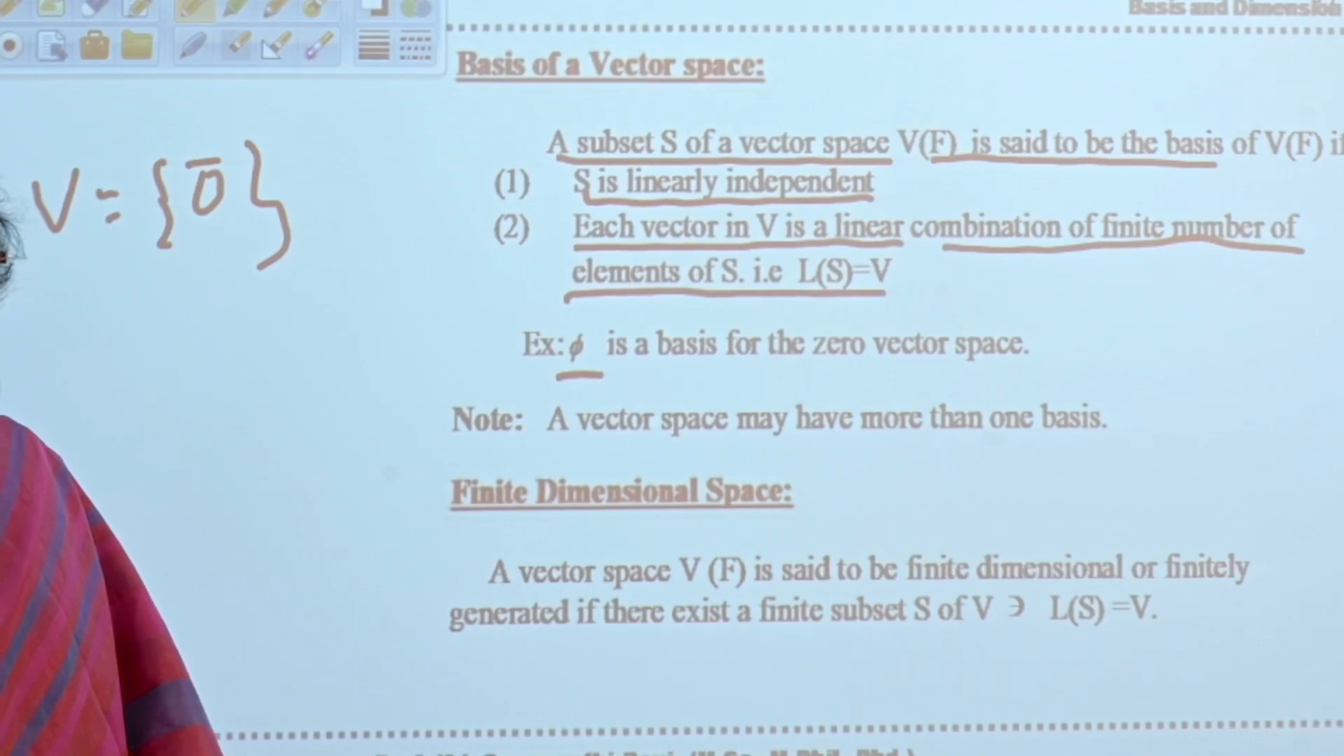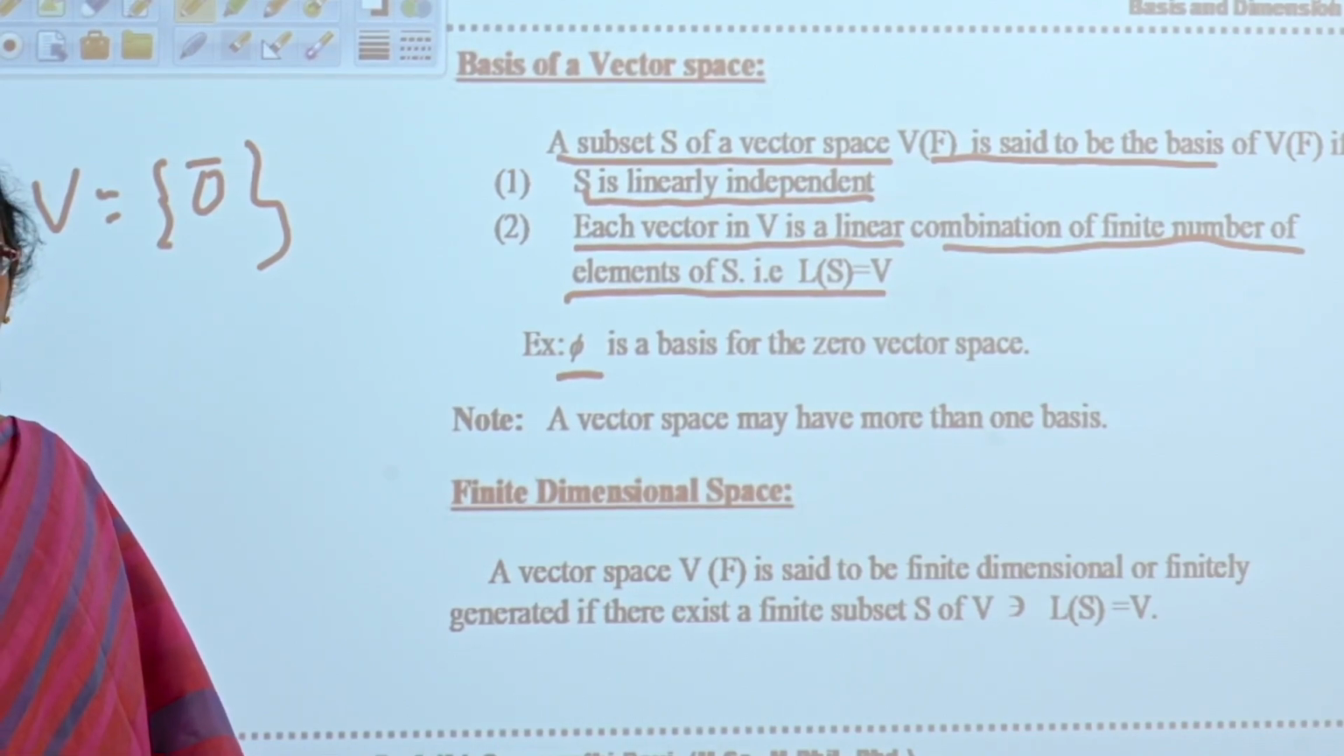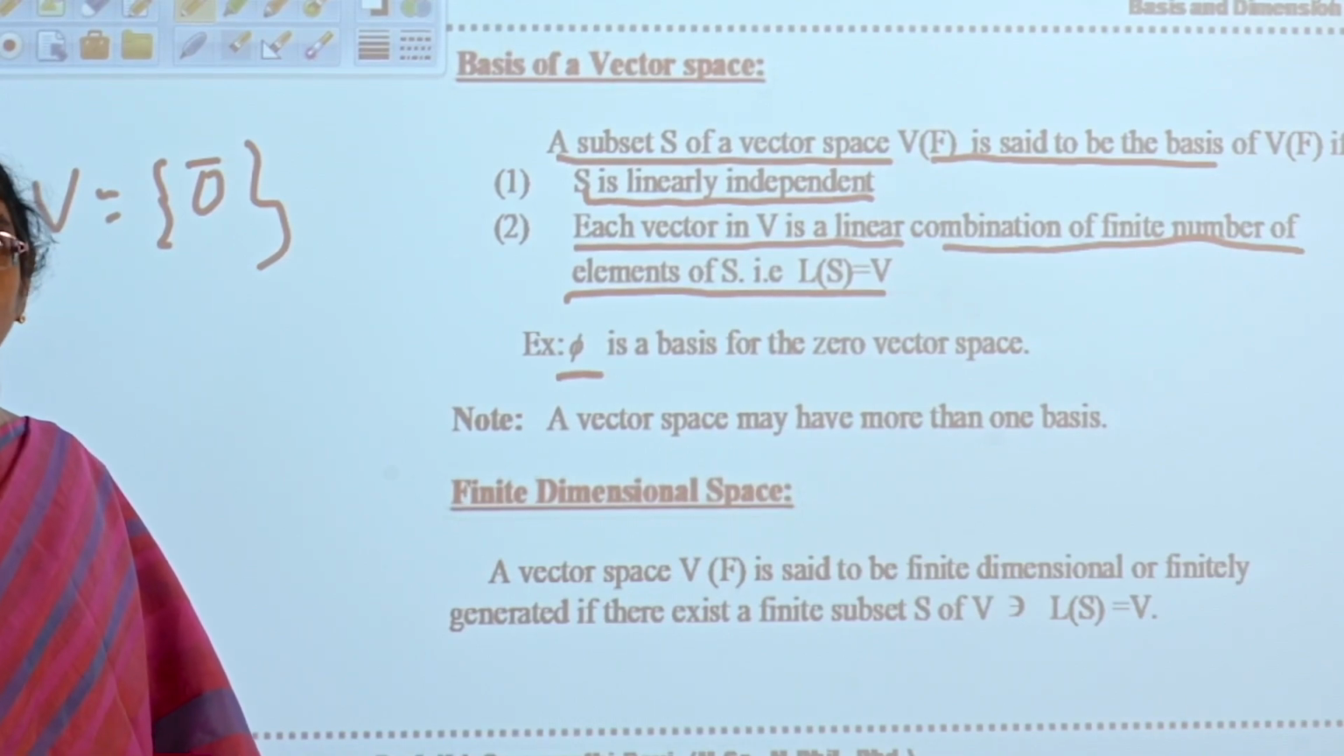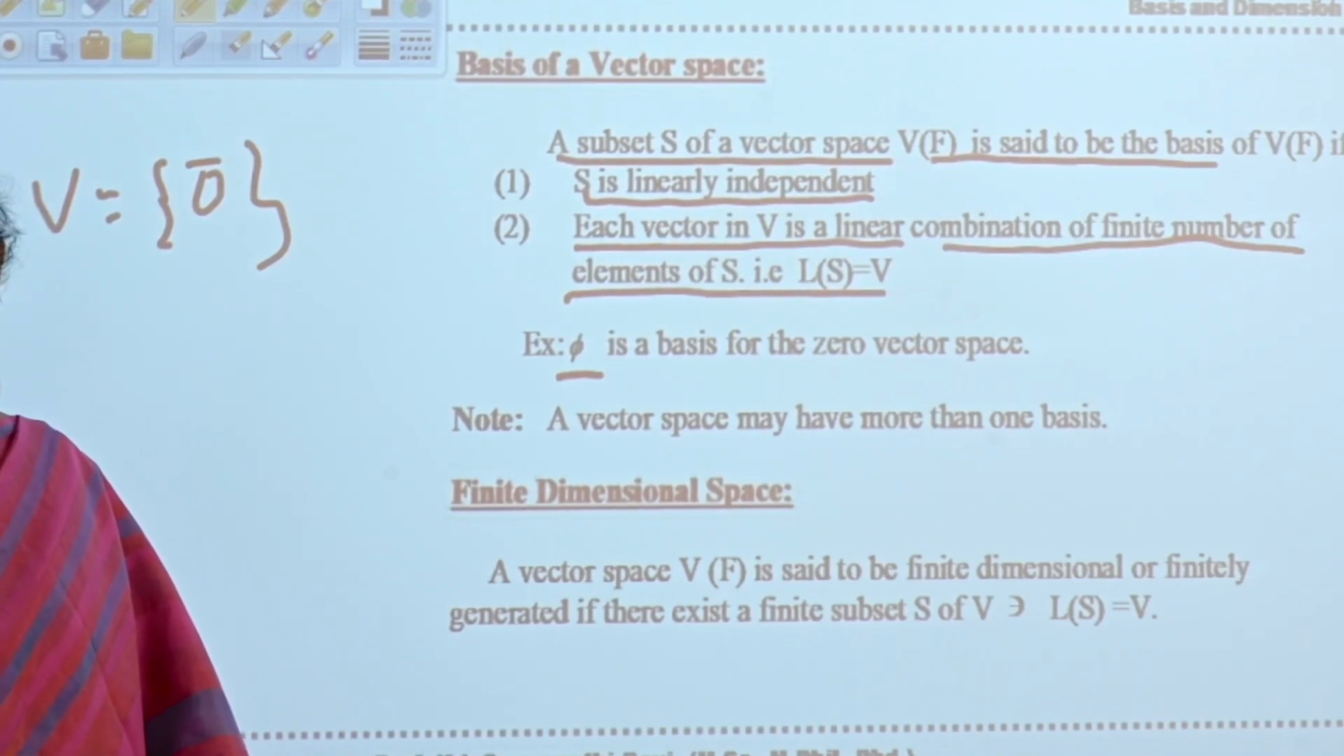Now what is the dimension of a vector space? The number of elements in the basis set is said to be dimension of a vector space. What is a dimension? The number of elements in the basis set is said to be dimension of a vector space.